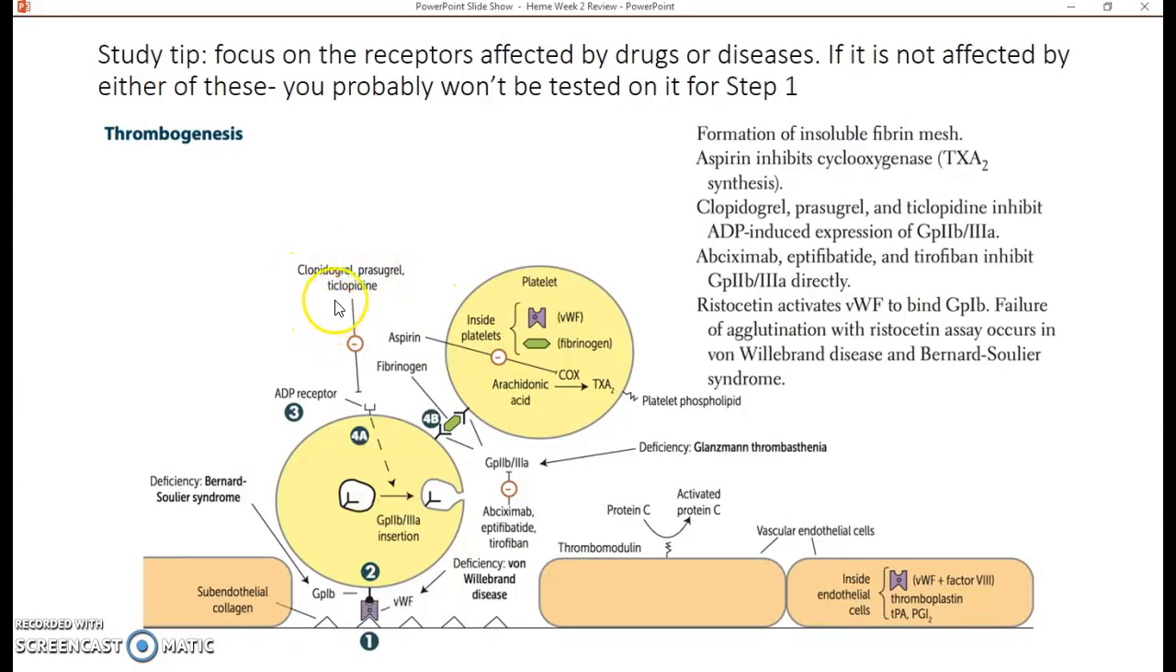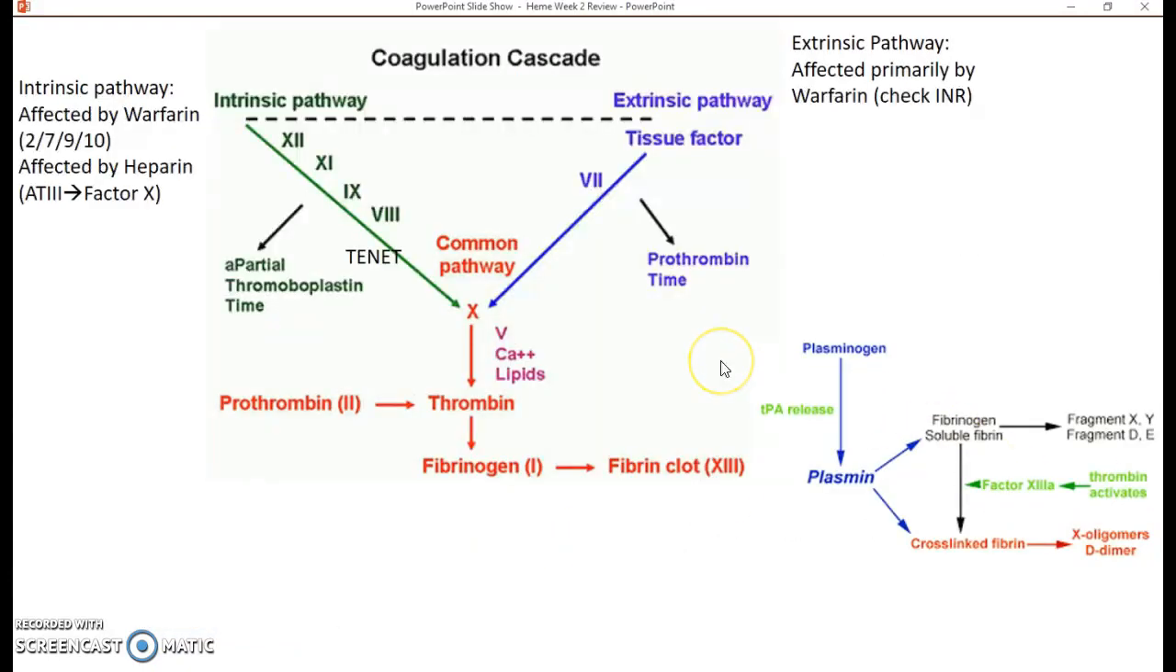Plavix blocks the ADP receptor, preventing expression of GP2B3A. These drugs block GP2B3A directly. The ristocetin assay activates von Willebrand's factor, so that allows you to differentiate Glanzmann's from Bernard-Soulier, which are two of the functional platelet disorders. So ristocetin assay is not going to work on Bernard-Soulier because that acts through von Willebrand's and GP1B. Okay? Well, let's move on to the coagulation cascade.